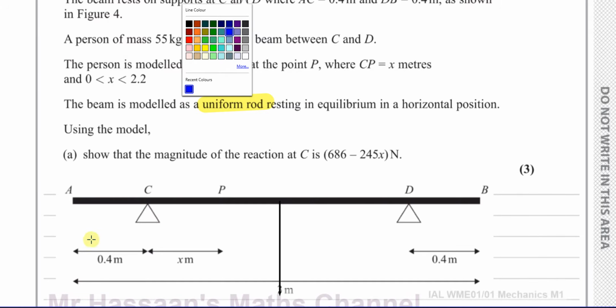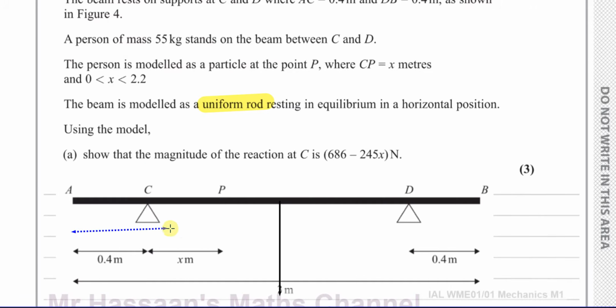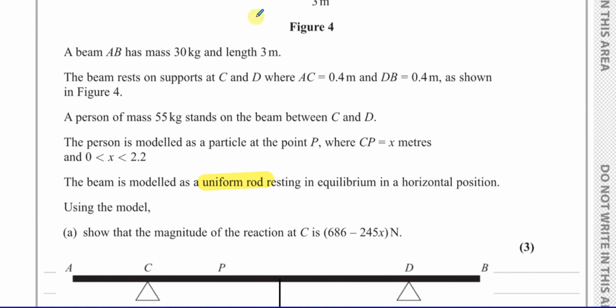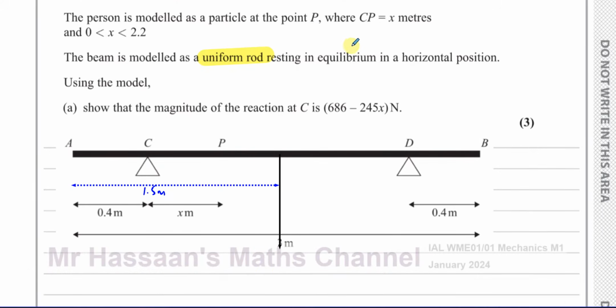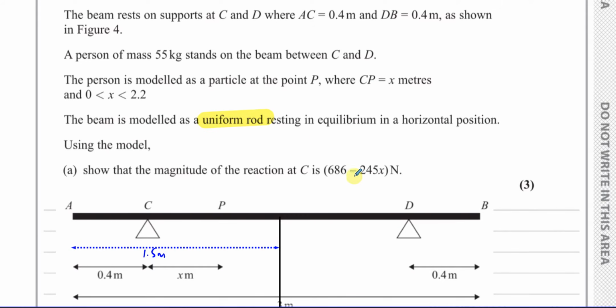Let me just draw it here. That length is basically 1.5 meters. 1.5 meters in from the end is where the weight acts. The weight of the beam is 30g newtons. That is the weight. That's one thing. Resting in equilibrium in a horizontal position.